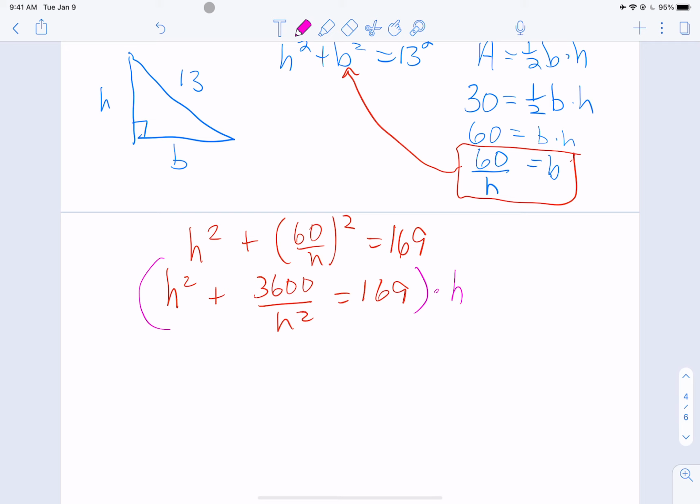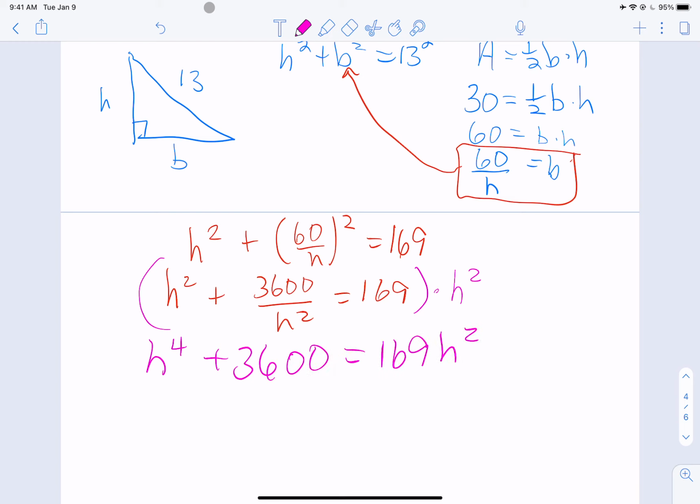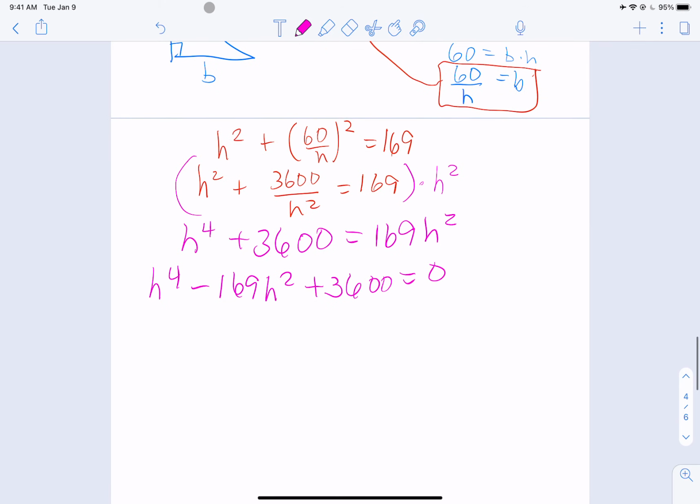Let's multiply everything through by H squared so that the H squared sitting right here will go away. Now, what do we get? Well, we get H to the fourth plus 3600 equals 169 H squared. Now, it's acting kind of like a quadratic. There are three terms. The powers are the biggest, then half, and then goes away. So let's put it in a kind of quadratic order. So that's H to the fourth minus 169 H squared plus 3600 equals 0. So we need the factors of 3600 that add up to 169.